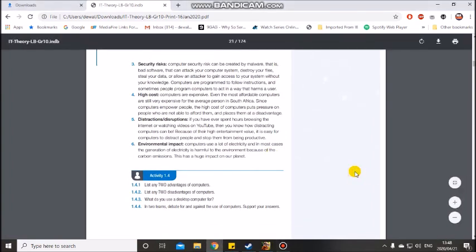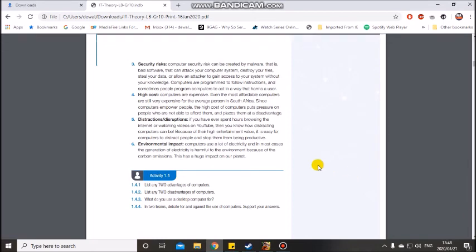Then we have got security risks. So computers can cause great security risks when malware infects your computer. So here an attacker can actually gain access to your system and sometimes to bank details and all your personal information. Then we've got high cost. So computers normally are quite a bit expensive, and an average person in South Africa might find it a bit too expensive to use.